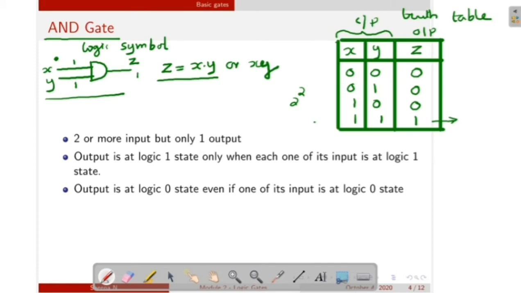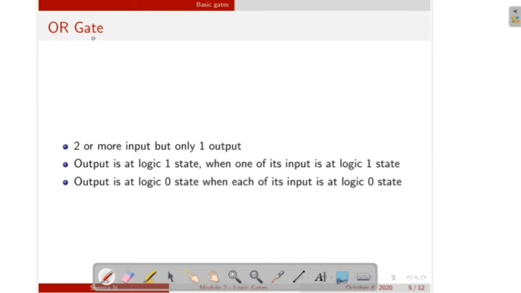Okay. Next one is the OR gate. In Boolean algebra, we have studied the plus operation, or it is the OR operation. The OR operation is implemented using the OR gate. This OR gate can have 2 or more inputs and only 1 output. The logical symbol for this OR gate is like this. This is a 2 input OR gate.